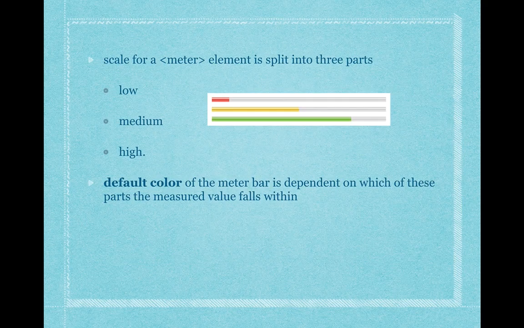The scale for a meter element is split into three parts: low, medium and high. Low is indicated by the red color here, yellow indicates the medium, and green color indicates the high. The default color depends on which of these parts the measured value falls within.